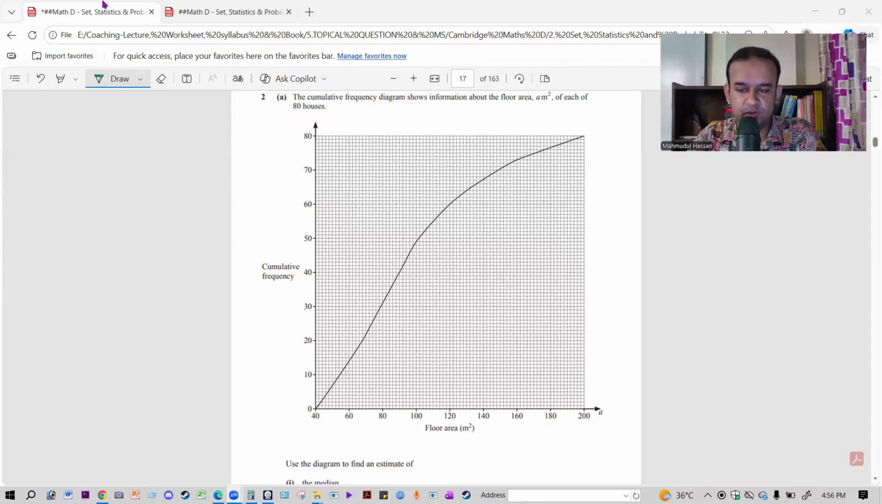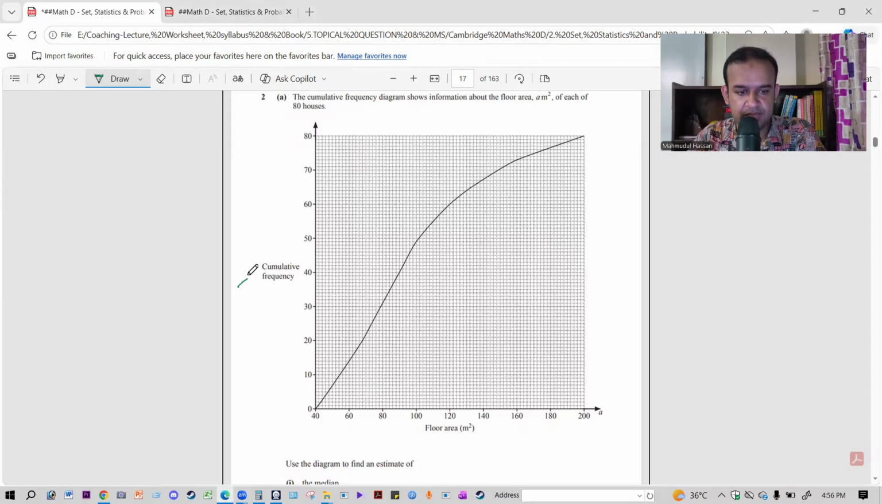Welcome. In this lecture, I'm going to explain cumulative frequency curve in statistics. So here we have a cumulative frequency diagram, and this is the floor area in meters square, and this is the cumulative frequency. The cumulative frequency diagram shows information about the floor area in meter square of each of 80 houses, total 80 houses here. Okay.